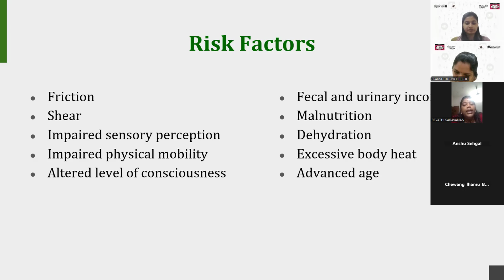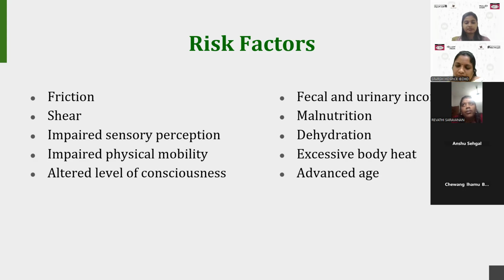But in bedridden cases, in geriatric cases, they don't understand what is disturbing them, because of decreased sensory perception. Then impaired physical mobility: due to the lack of activity, due to the disease condition, they are not doing much physical activity like a healthy adult. So impaired physical mobility also will cause a pressure ulcer. Then altered level of consciousness. Some geriatric patients and some neuropathy patients will have altered level of consciousness. They don't know.